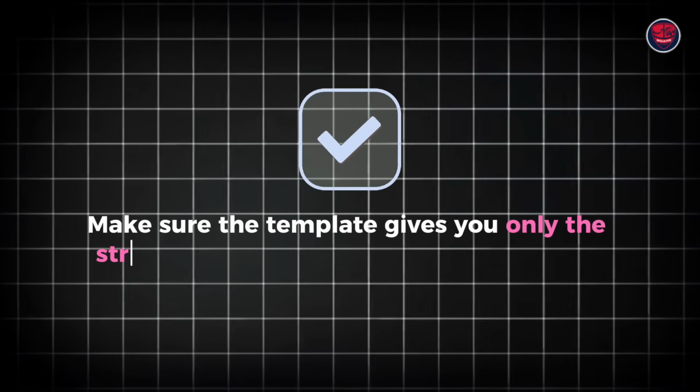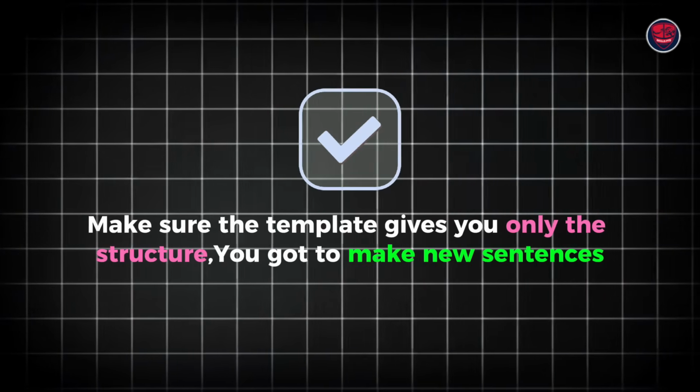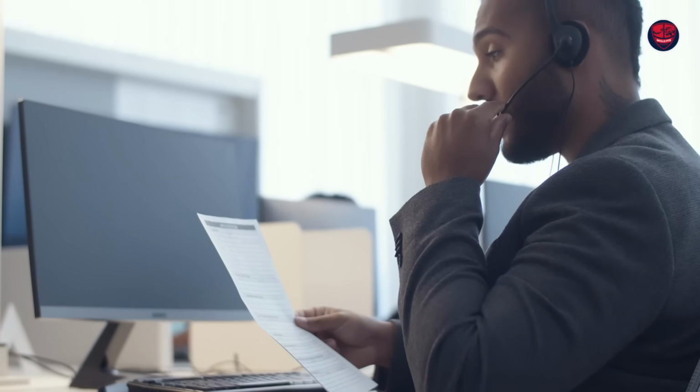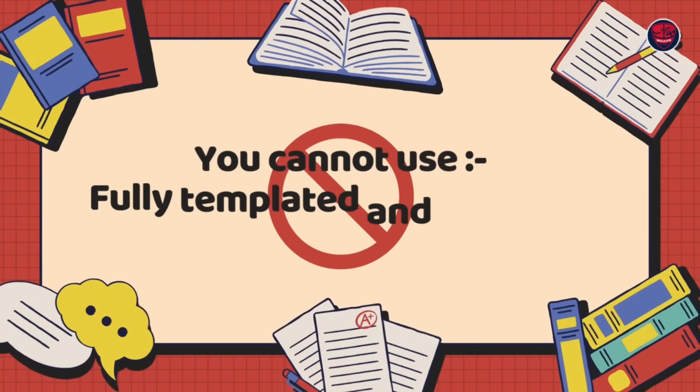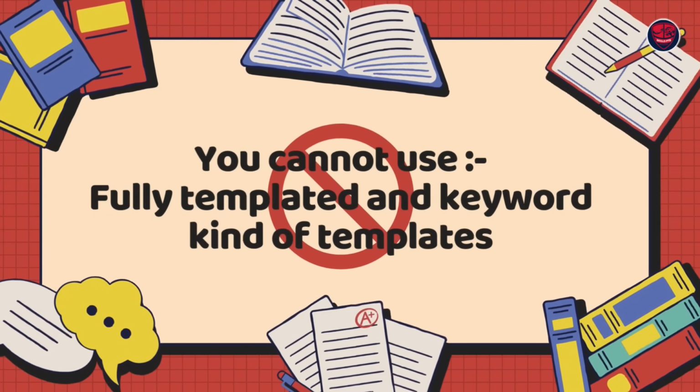If you're going with some template, make sure the template gives you only the structure. You've got to make new sentences. You've got to be courageous. Even if you assume that your English is not good, and if I speak something on my own, I may end up making a lot of mistakes, and first of all I cannot speak at all. Even if you belong to that category, it's time. You've got to transform, work on your English, work on your speaking skill, and add some 3-4 sentences into the template. Such a template only will give you scores. You cannot just rely on templated or keyword templates, which definitely will get you very low scores.